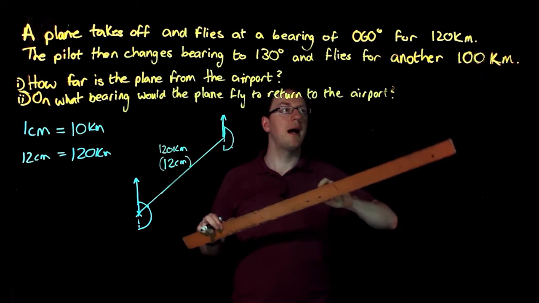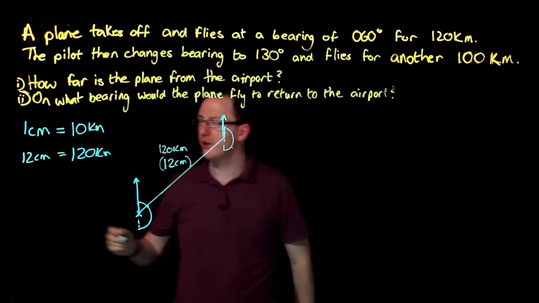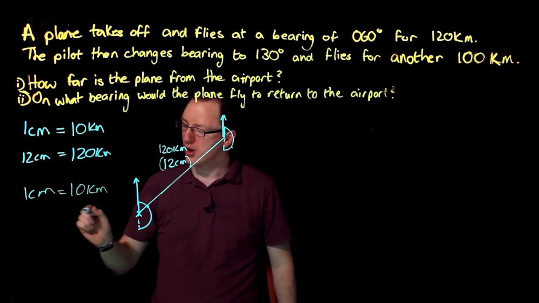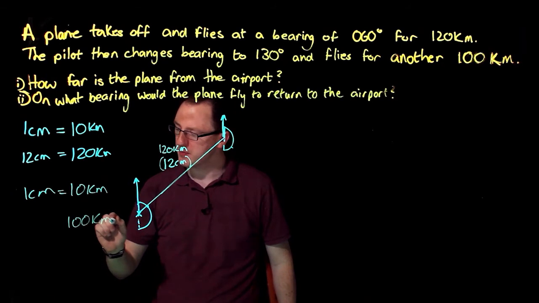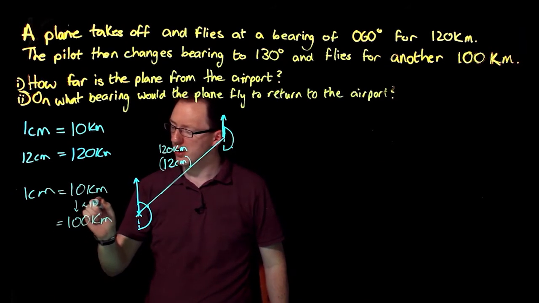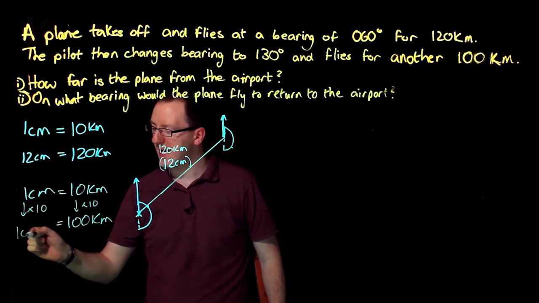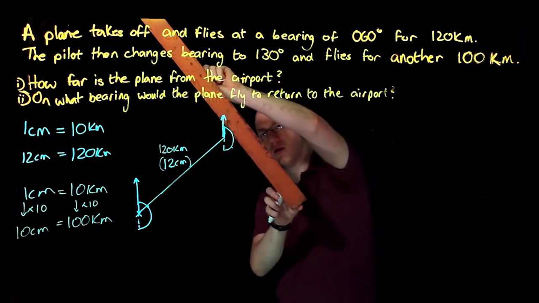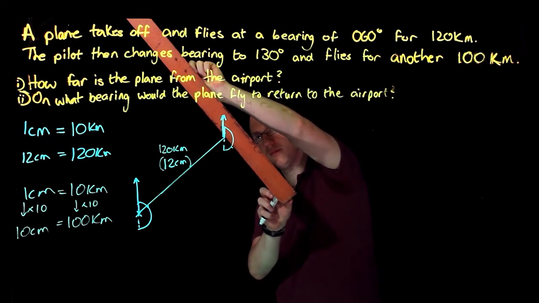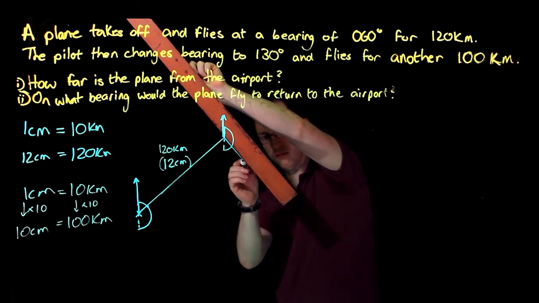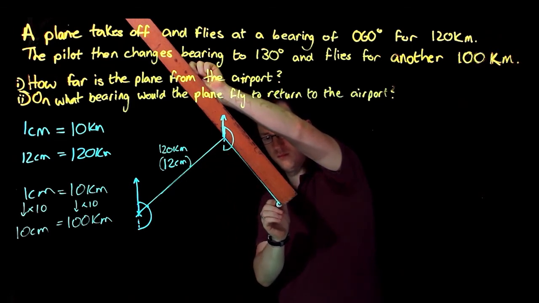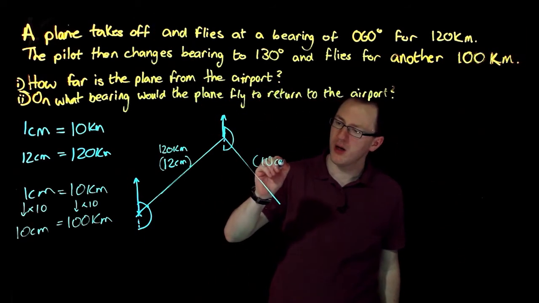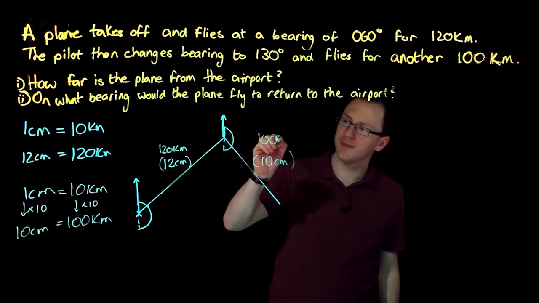So I need to go for 100 kilometers. 1 centimeter is 10 kilometers, so 100 kilometers is 10 times bigger than 10. So that's going to be 10 centimeters. I'm going to draw this 10 centimeters. Draw that on there. Okay, so there's 10 centimeters on my diagram, and that's 100 kilometers.